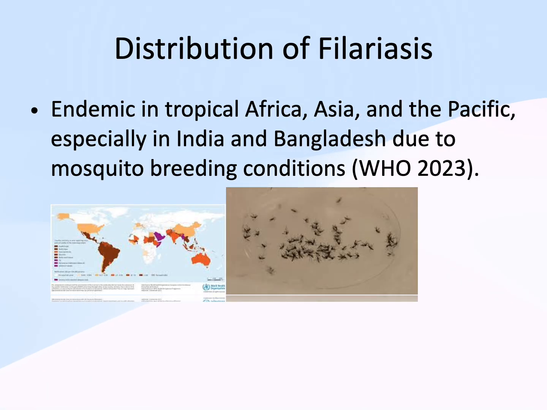Distribution of filariasis. Endemic regions include tropical Africa, Asia, and the Pacific, especially India and Bangladesh. Mosquito-friendly climates make it easy for the disease to spread.